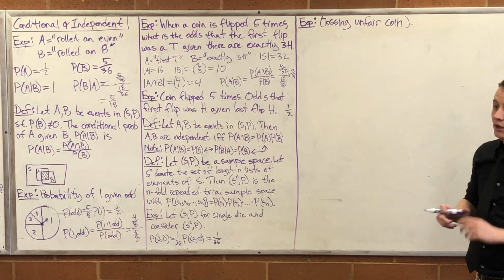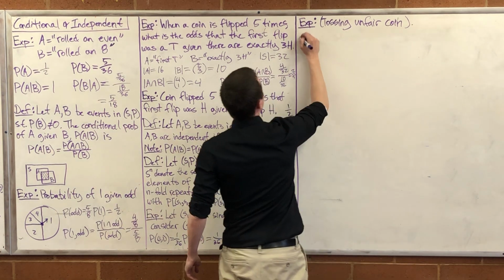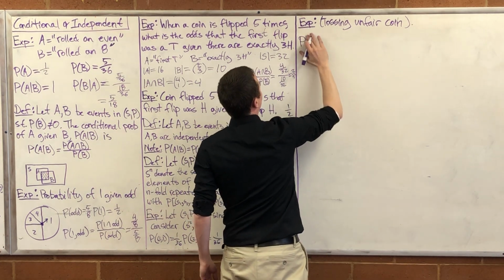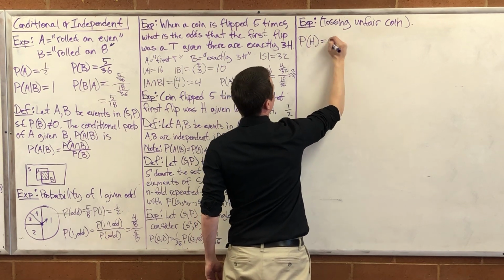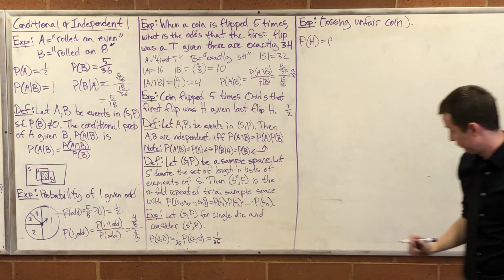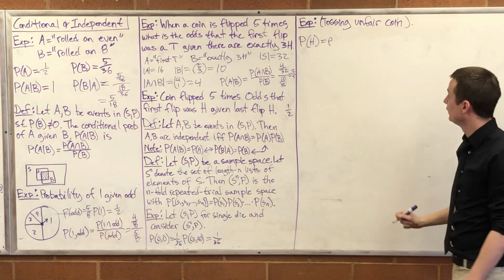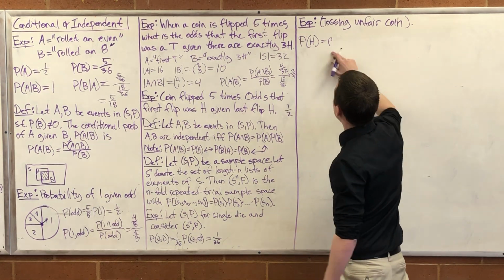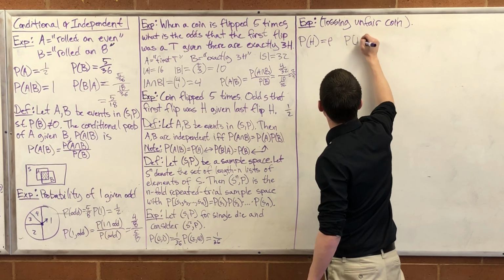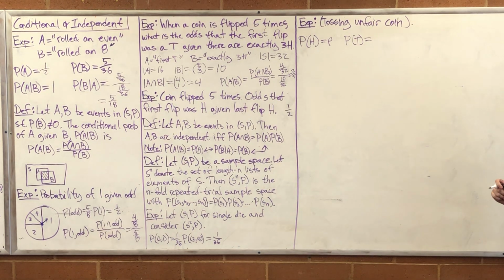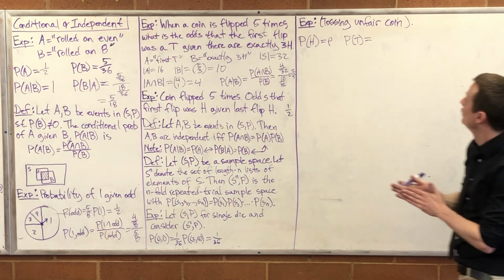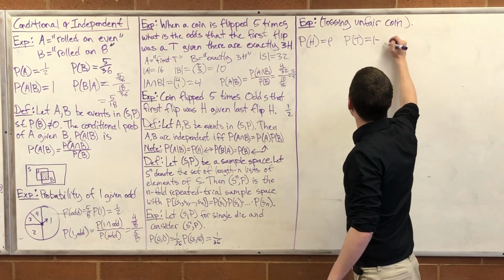We'll use an unfair coin as our example. So let's say that the probability of heads is equal to p. Or a little rho, I'll do, just to keep our difference. If it's equal to rho, then what's the probability of tails equal to? One minus p. 1 minus p.